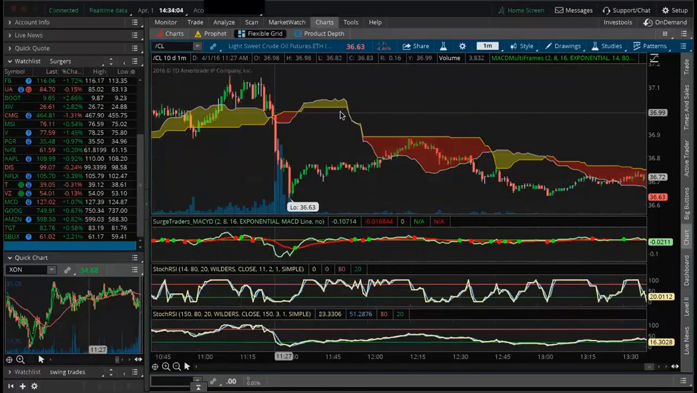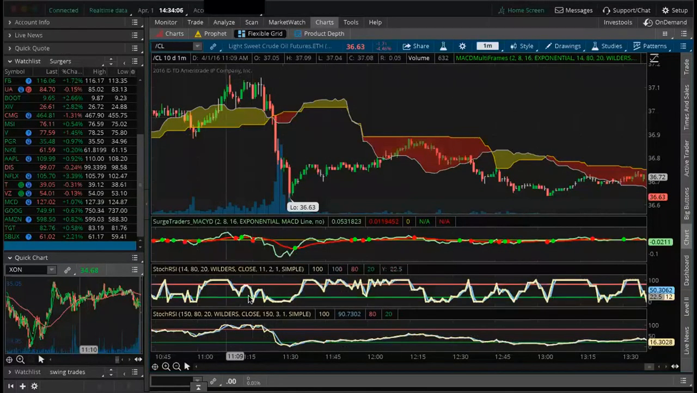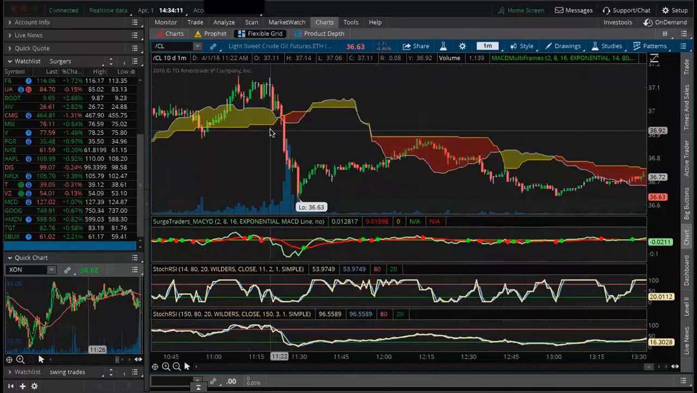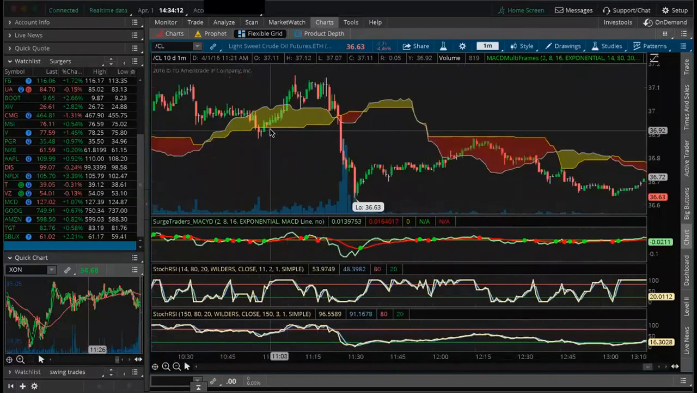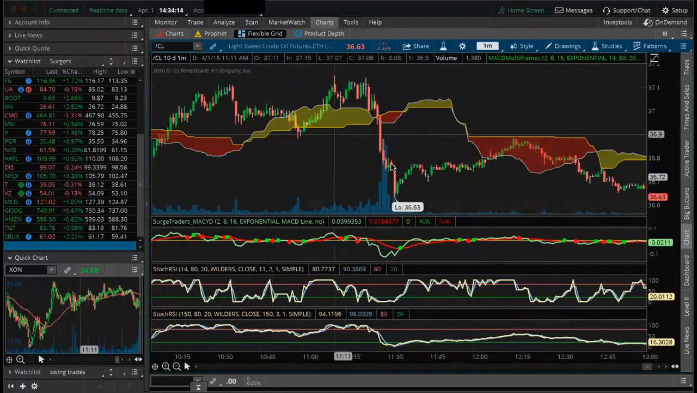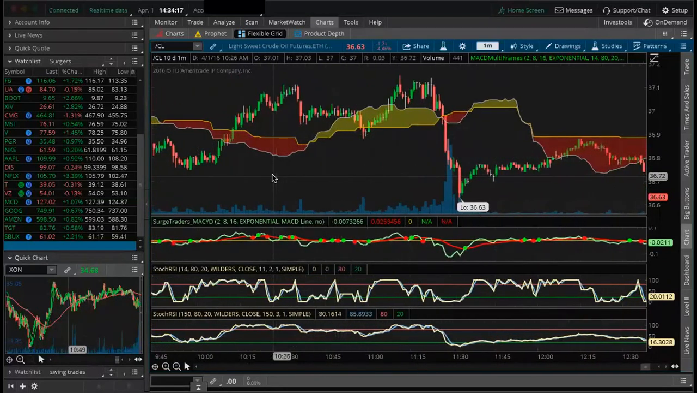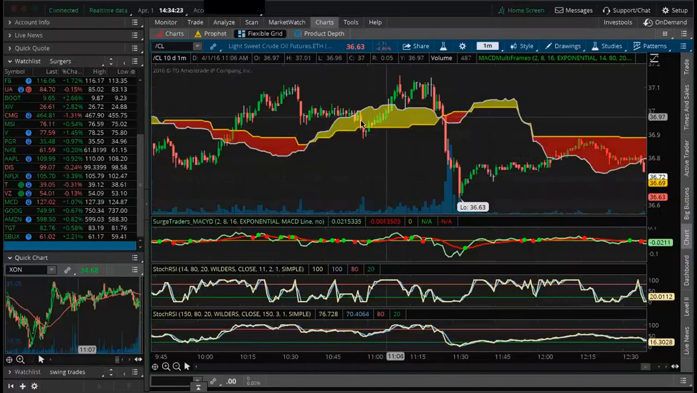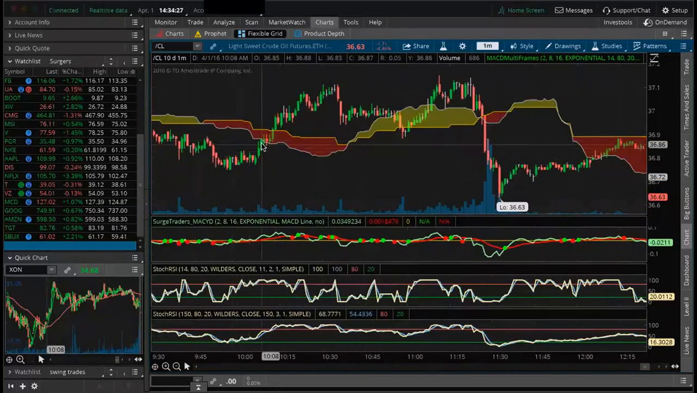All right, so when you have the MACD and the stock RSI, when you're looking at whether it's testing a cloud or not, and you're unsure of whether you're going to have a bounce or whether it's going to break through, you can also use your other indicators and tools to help you figure out when it might bounce or break up. All right.